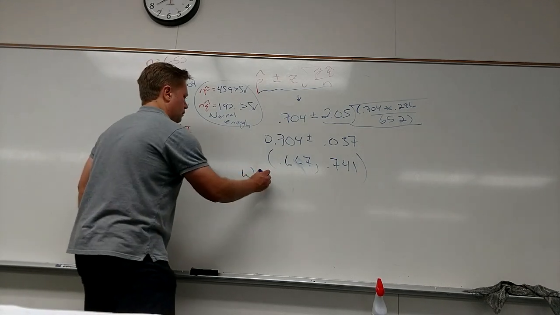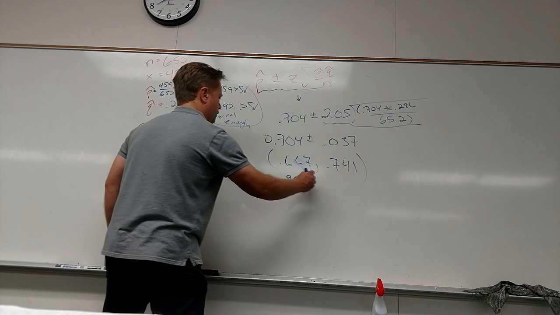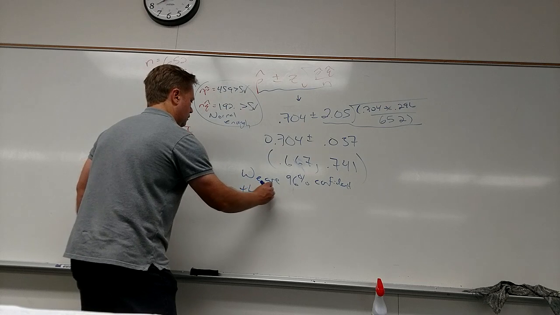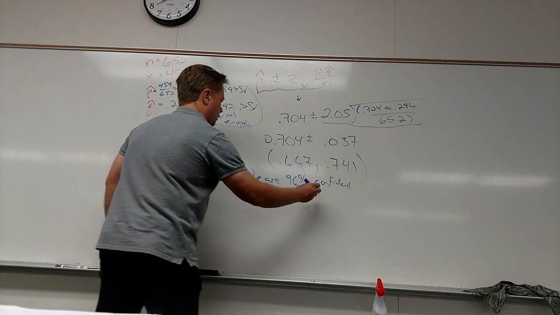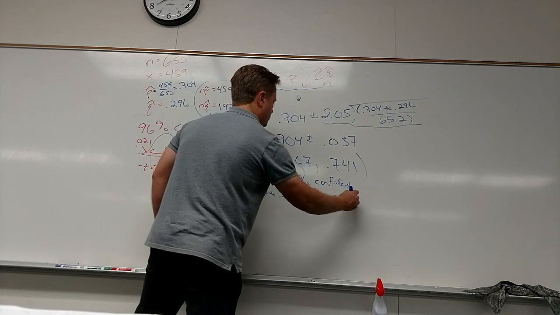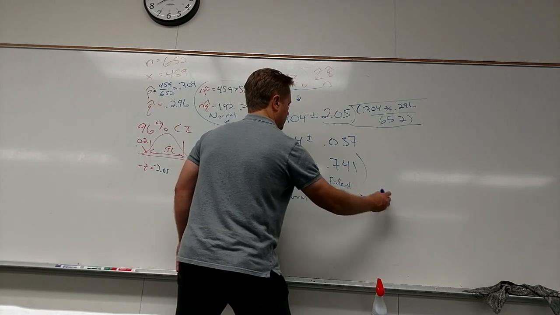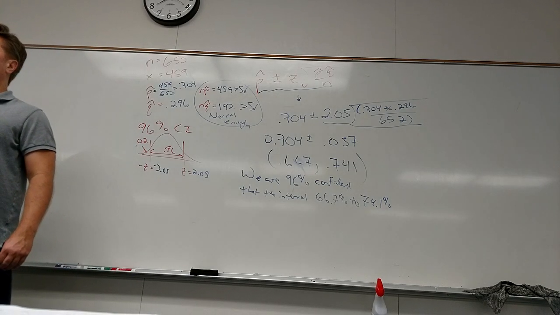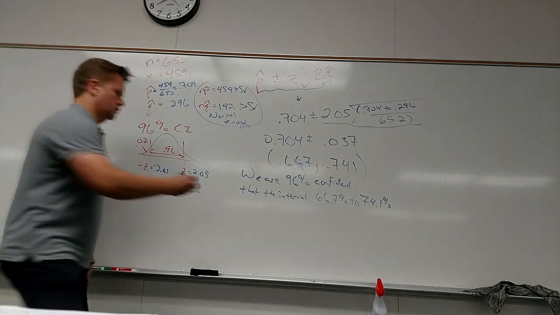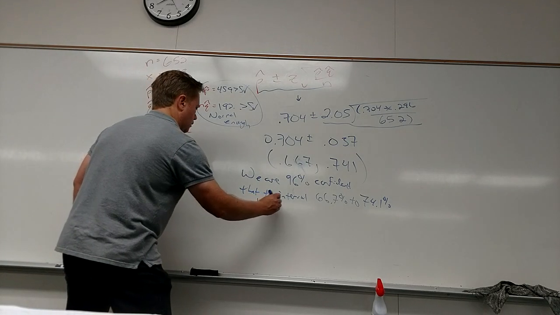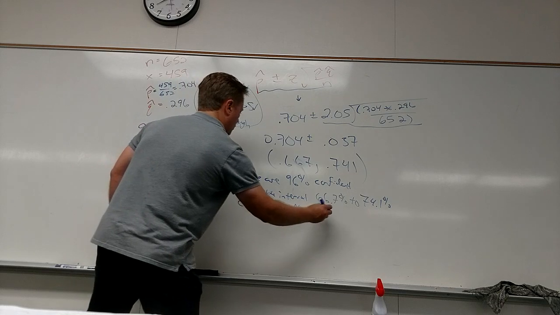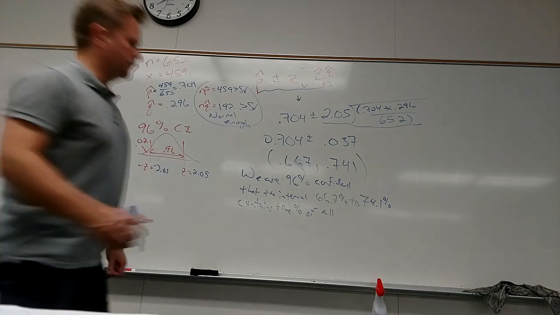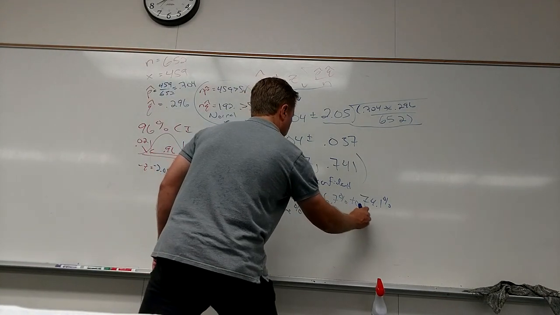We are 96% confident that the interval 66.7% to 74.1% does what? Contains the true percentage. What was this? All people that vote, registered voters. Registered voters that voted in the last election. All registered voters.